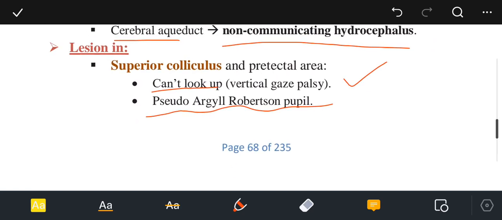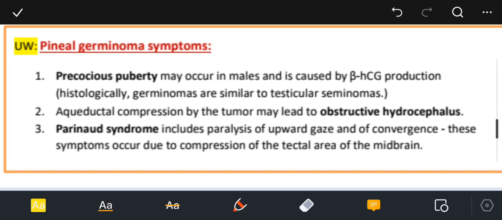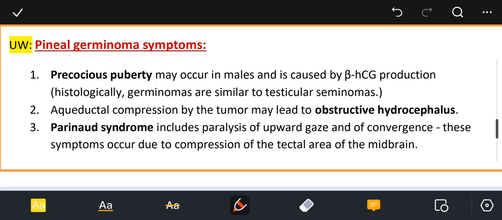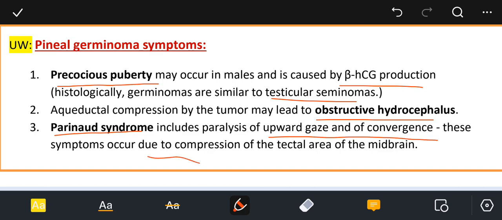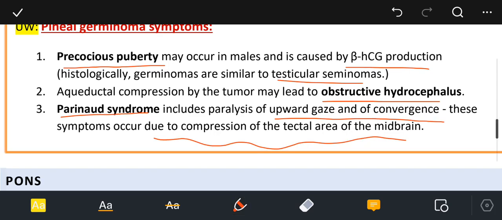The next thing is pineal germinoma symptoms. Precocious puberty may occur in males and is caused by beta hCG production. Histologically, germinomas are similar to testicular seminomas. Aqueductal compression by the tumor may lead to obstructive hydrocephalus. Parinaud syndrome includes paralysis of upward gaze and convergence. These symptoms occur due to the compression of the tectal area of the midbrain.